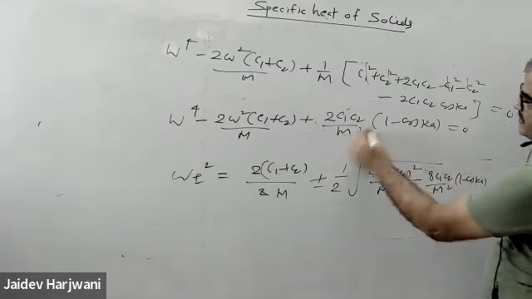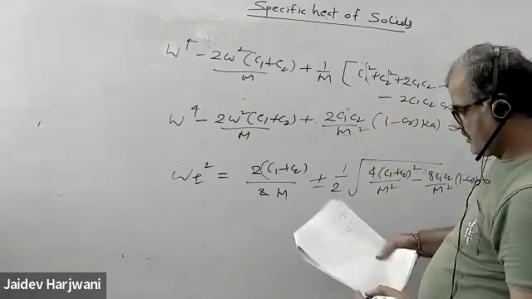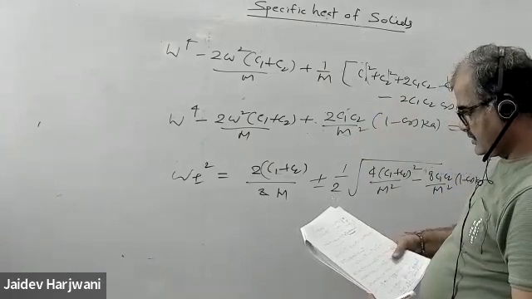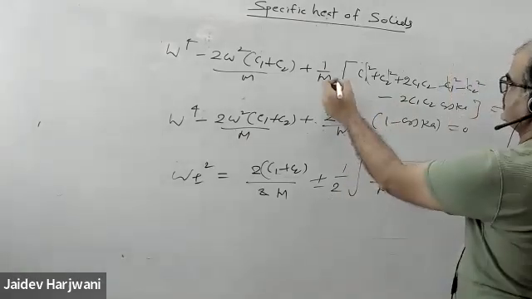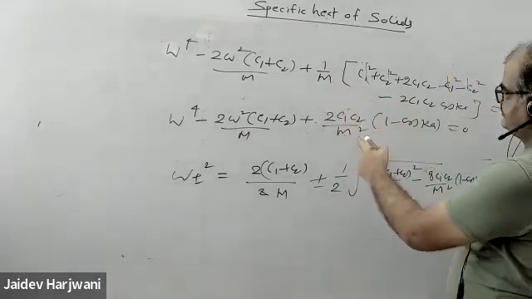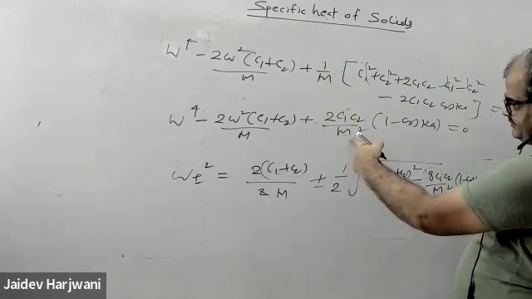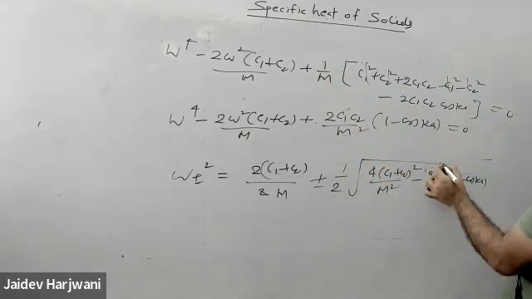M square should be there. M square was there. We divided by M square. So here the total term was there. So it should be M square. This should be M square now. Yes, sir. Okay, I have made some mistake.